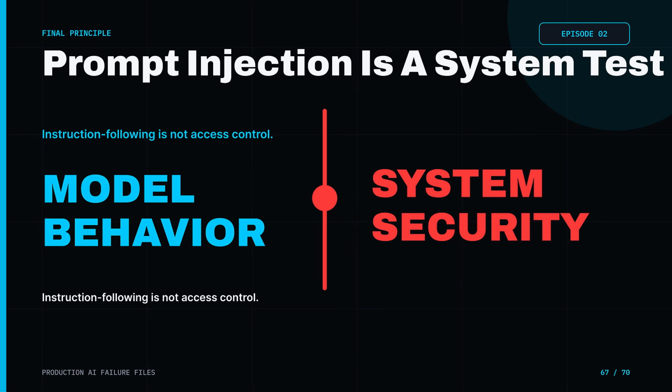Prompt injection is not proof that language models are useless. It is proof that instruction following is not an access control system. The model can help interpret the world. It should not be the only thing deciding which parts of that world are allowed to command it.